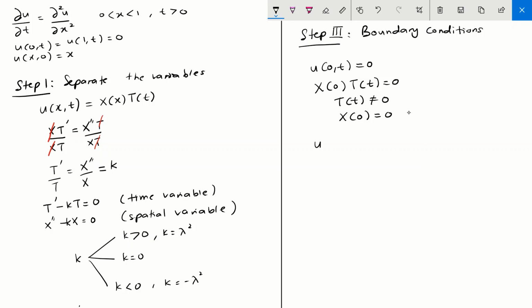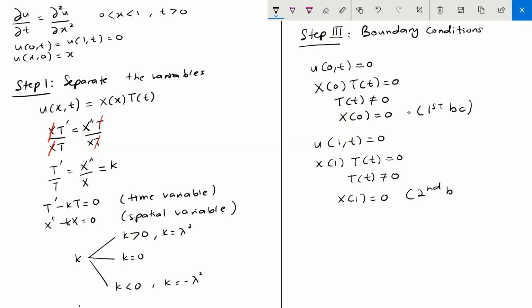For the second boundary condition, u(1,t) equals 0, we put into our assumption that x equals 1, while t remains t, equals 0. Again, T cannot be equal to 0, therefore X(1) equals 0. So this is the first boundary condition, and this is the second BC. Why do we need two boundary conditions?